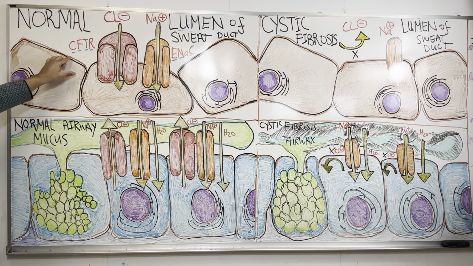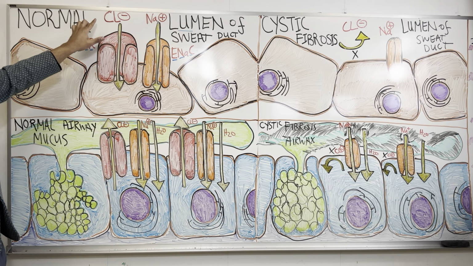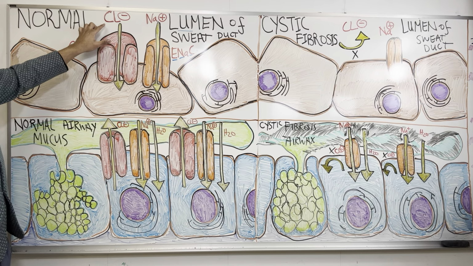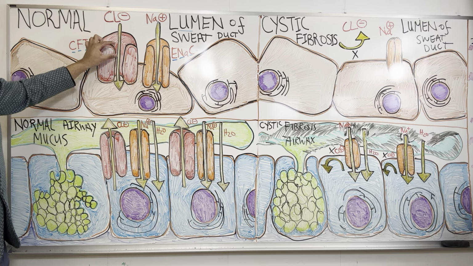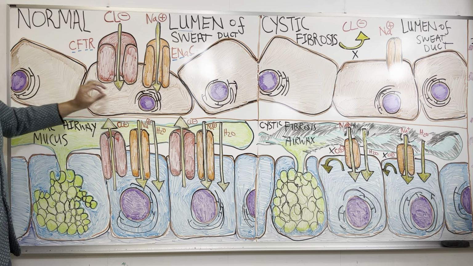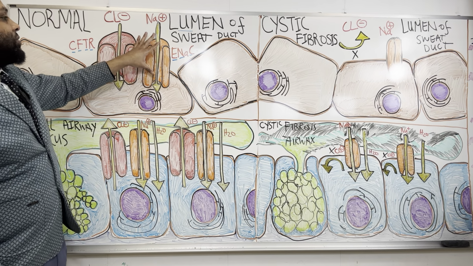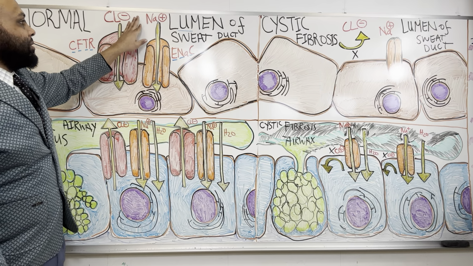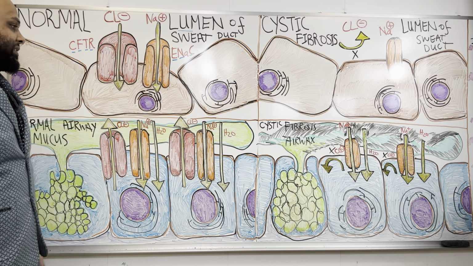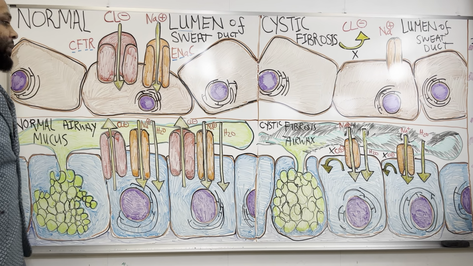One of them is the cystic fibrosis transmembrane receptor channel that is responsible for bringing in the chloride from the lumen to the inside of the cell. And there's the ENaC, the sodium channel, that brings inwardly sodium from the lumen of the sweat gland to the inside of the cell. We're now done with the sweat gland.